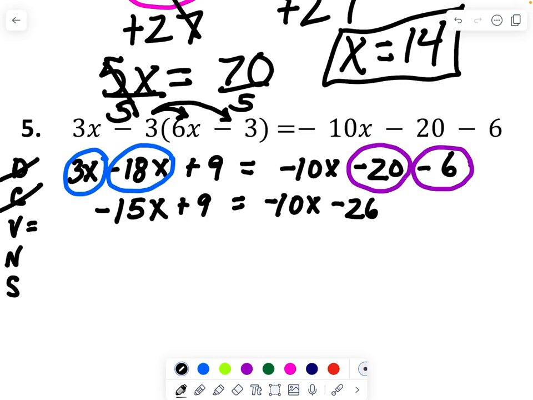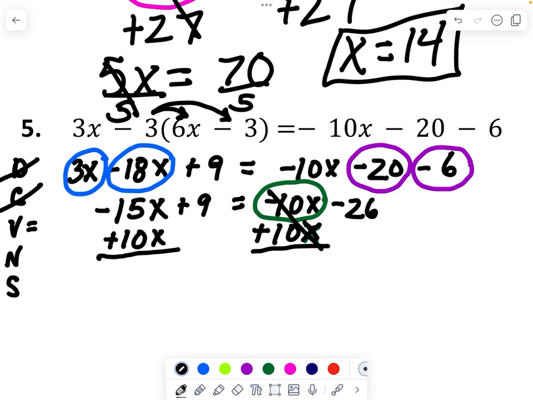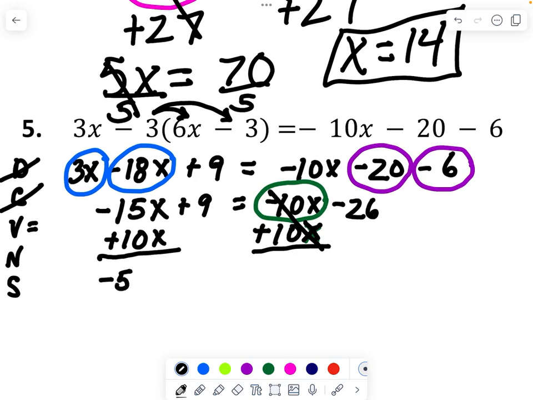But now I need to move my variable. So move the one with the smaller coefficient. So I'm going to add 10, the opposite, because I'm going to move this variable right here. Add 10x. Okay. Zero's out there, but now I'm on my teeter-totter. So what I did on the right, I have to do on the left. So I'm going to add 10x. Okay. Wonderful. I end up with negative 5x.